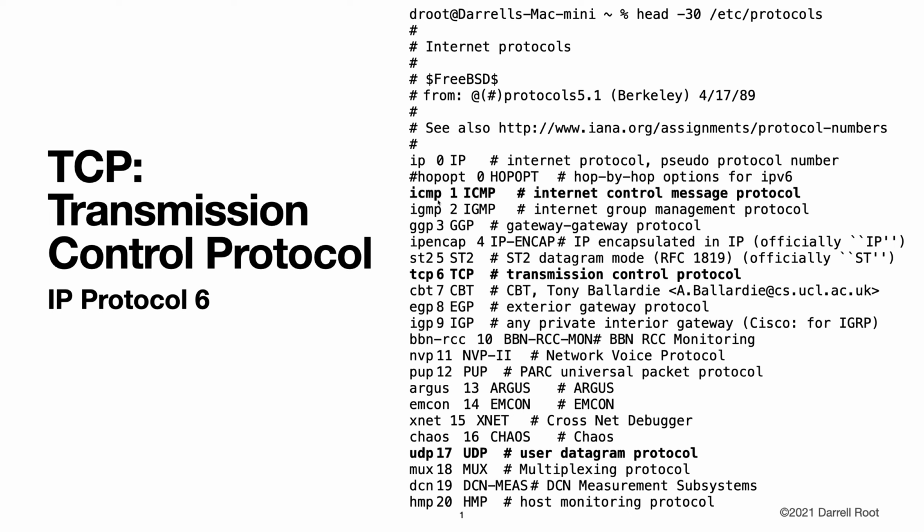We have ICMP, protocol number 1, which is used by ping. We have TCP, which is protocol number 6, and we have UDP, which is protocol number 17. Those are the 3 protocol numbers that you need to remember.